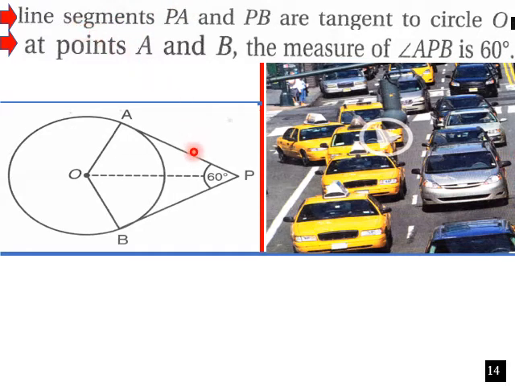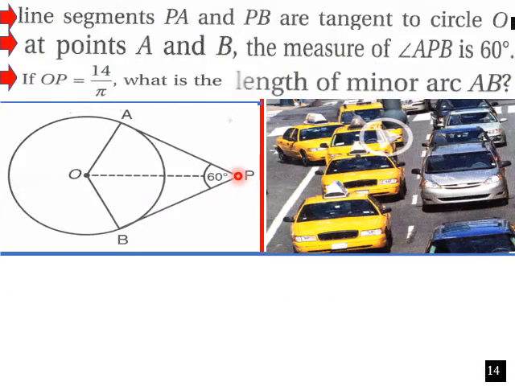Line segments PA and PB are tangent to circle O at points A and B. So it's tangent here at A and B. The measure of angle APB is 60 degrees. If OP equals 14 over pi, what is the length of the minor arc AB? So we need to find the length of this arc right here.